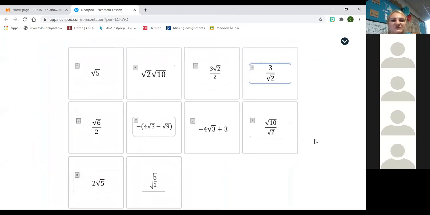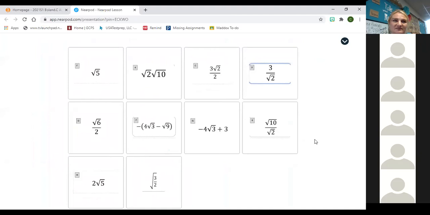What do you think we're going to do with this? Simplify. We're going to simplify, and what's the other special word that we learned? Rationalize. Can all of you say it with me? Rationalize. Good job, guys. Okay, so Ms. Bolin did one problem for you. Which one of you can, in the chat box, tell me which one it is.